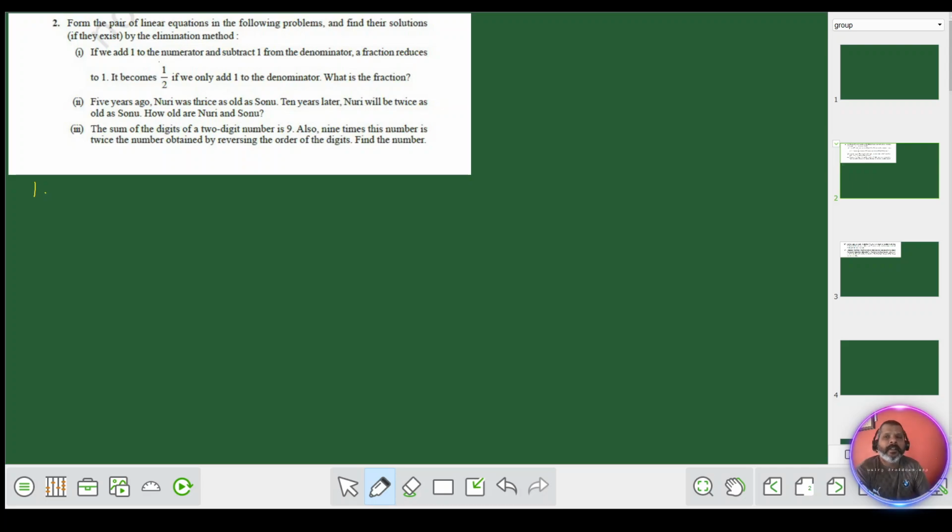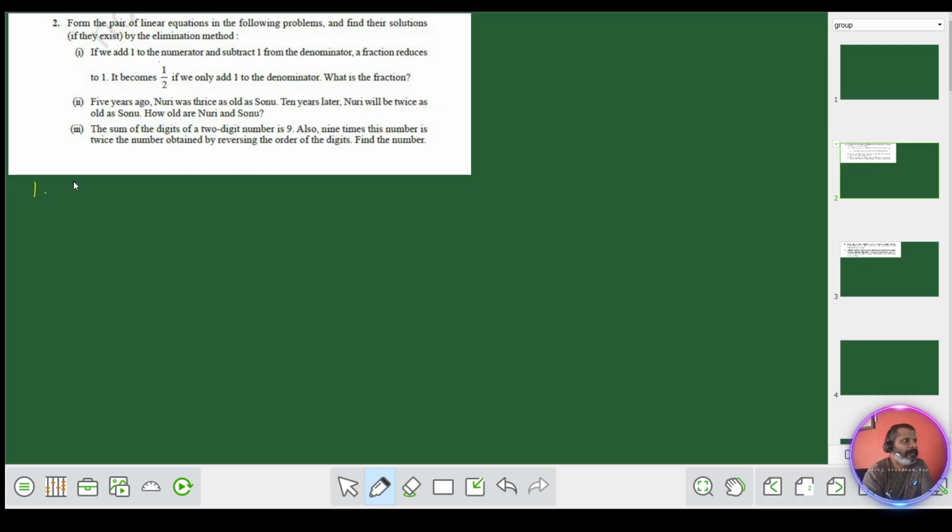If we add 1 to the numerator and subtract 1 from the denominator, the fraction reduces to 1. Means there is a fraction, so it will have a numerator and denominator. So if you add 1 and subtract 1 to numerator and denominator respectively, the fraction reduces to 1. It becomes 1 by 2 if we add only 1 to the denominator, means numerator is untouched. Since we don't know the fraction, let the fraction be x by y, means the numerator part will be x and denominator part will be y.